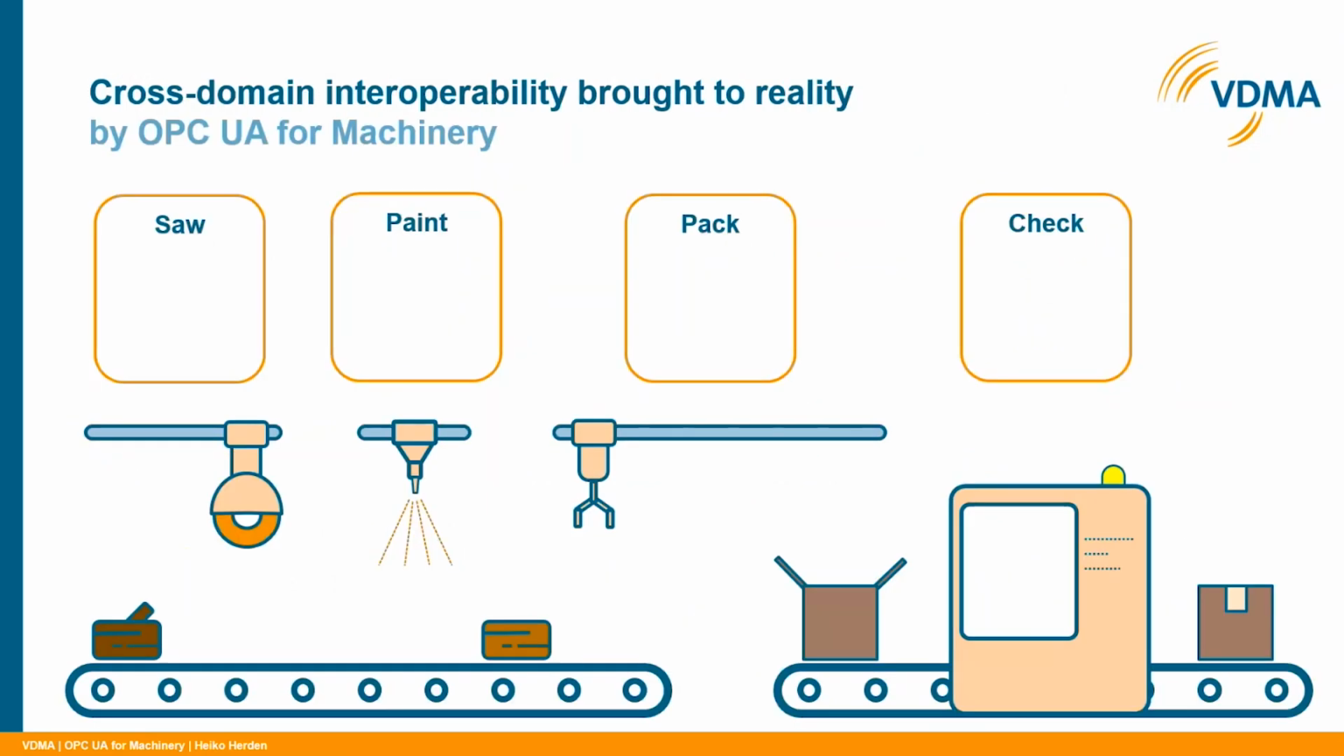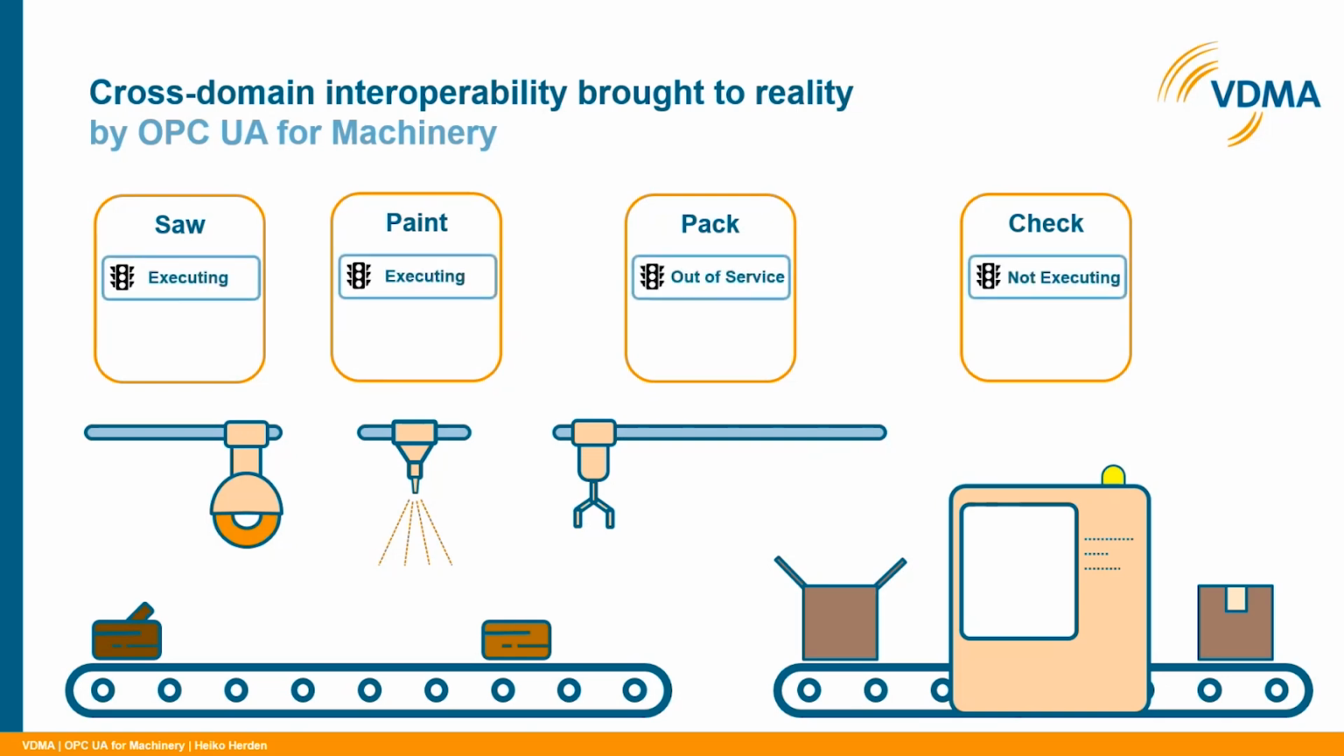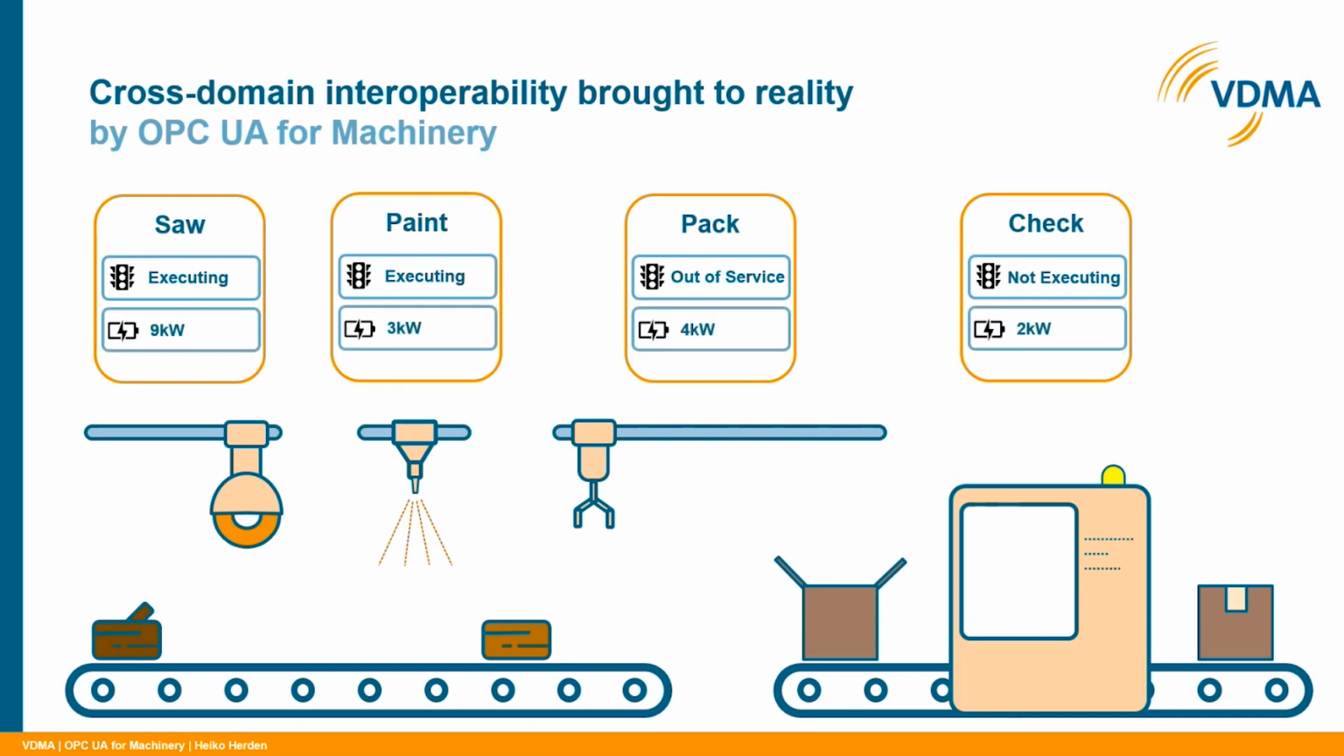Let's take a look at a machine park where I have a lot of different machines from different domains, and I want to access the data of these machines. First of all, I can connect via OPC UA. Then I will see what kind of machine or system it is with the machine identification, for example. And then I will get the information in the same way from all these machines. So for example, the status of the systems or machines or the energy consumption. I get it all in the same way. And therefore, I can also compare it and do things with it.